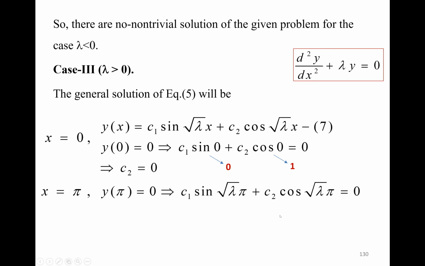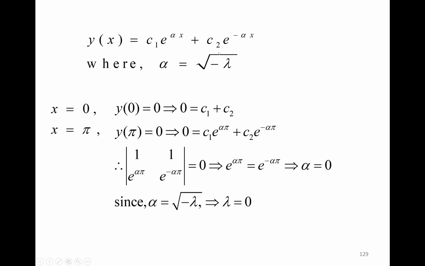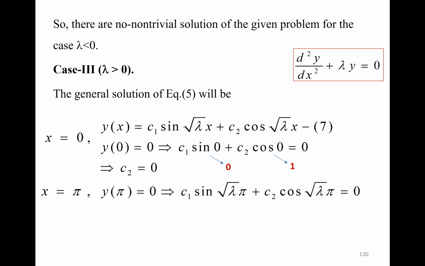If lambda is equal to 0, there are no non-trivial solutions. See, lambda is 0 here, again there are no non-trivial solutions, only the trivial solution. Even for the second case, lambda less than 0, we have obtained only a trivial solution. Now we will go for case 3. Our aim is to find only non-trivial solutions for all three cases using the Sturm-Liouville differential equation.